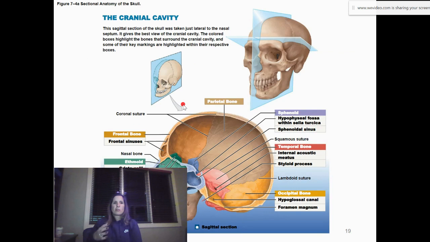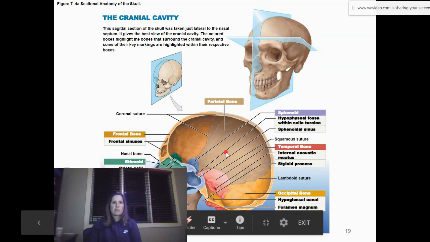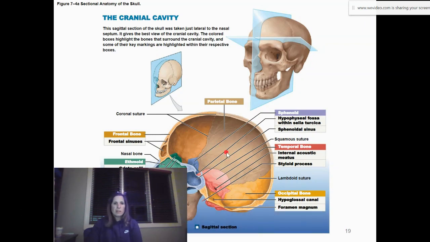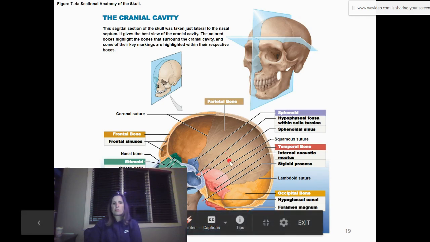All right, so this is just showing you the cranial cavity. All right, so here we have a sagittal section. I was doing a sagittal section to the picture. So a sagittal section, and you're looking at this, it was taken just lateral to the nasal septum. And this just shows you the different cavities. So you can see your frontal bone, your parietal bone. This is going to be the temporal bone, and this is going to be the occipital bone. And you can see some of the sphenoid here and some of the ethmoid bone.